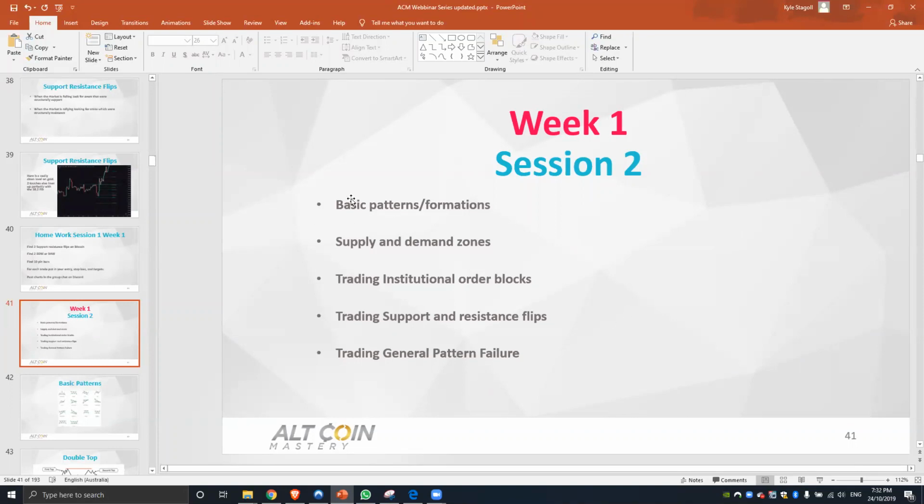So we'll spend a bit of time going over those other formations. We're going to go through supply and demand zones, a little bit on institutional order blocks as well. Then we're also going to take a look at trading support and resistance flips, and then also trading the general pattern failure, which is pretty important as well. All right, so let's just get into everything right now.